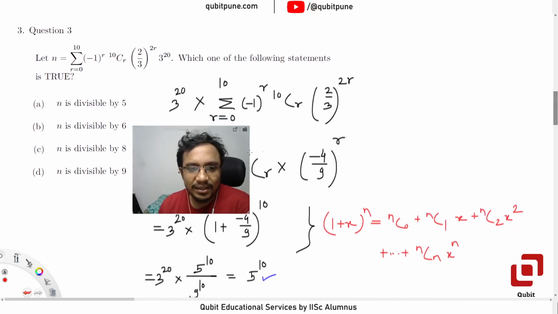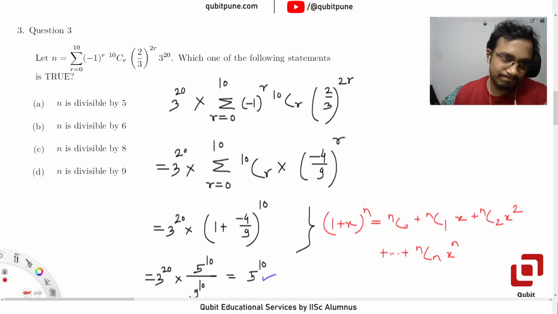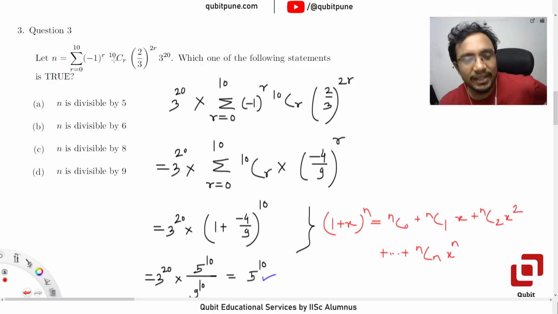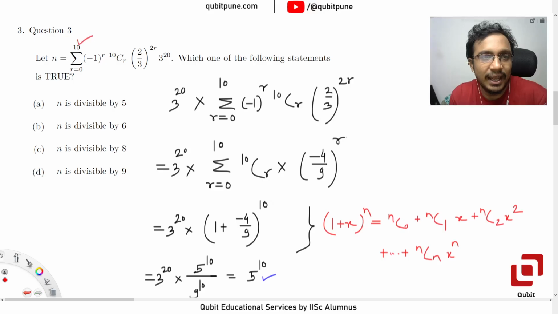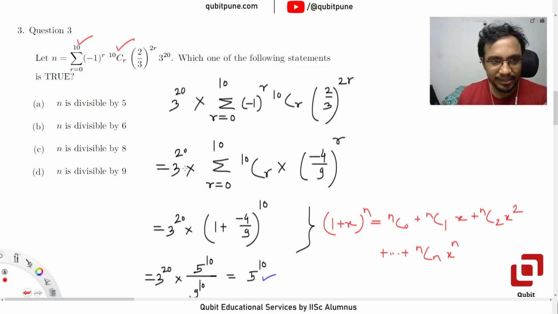Ishan had a doubt in the third question, but this was, I would say, a tricky question on the binomial theorem. I mean, when there is a summation and binomial coefficients, nCr, you have to guess that it must have something to do with binomial. Let n be the summation r from 0 to 10 of negative 1 raised to r, 10Cr, 2 by 3 raised to 2r, 3 raised to 20. Now that 3 raised to 20 is very suspicious, it has no role there.